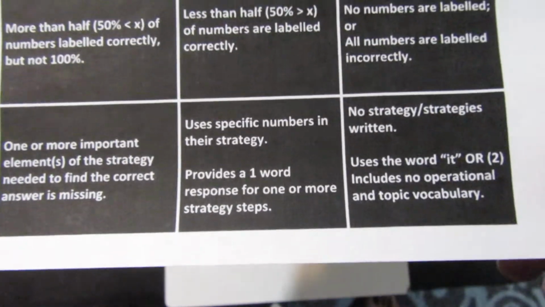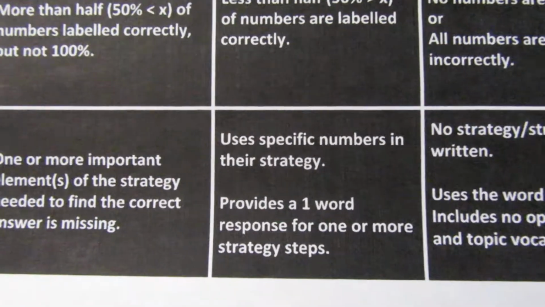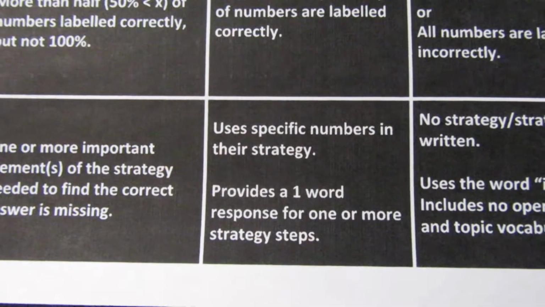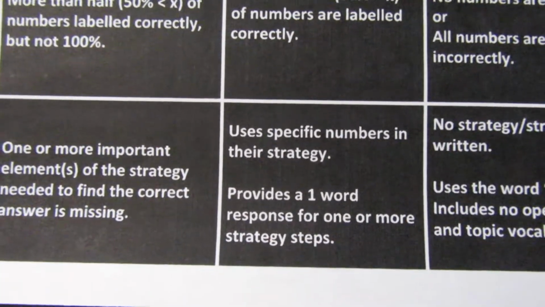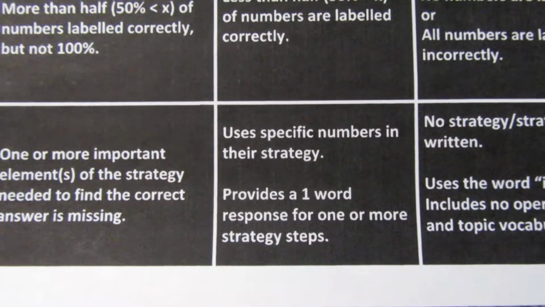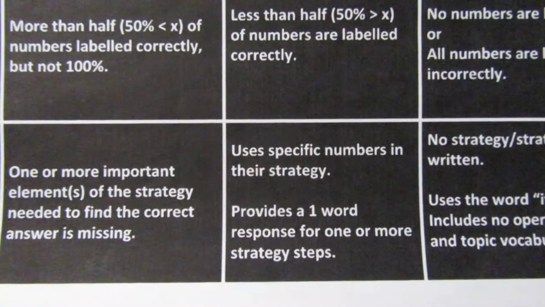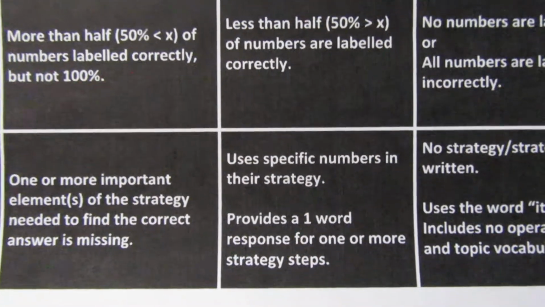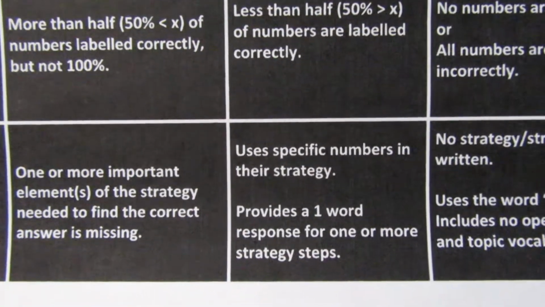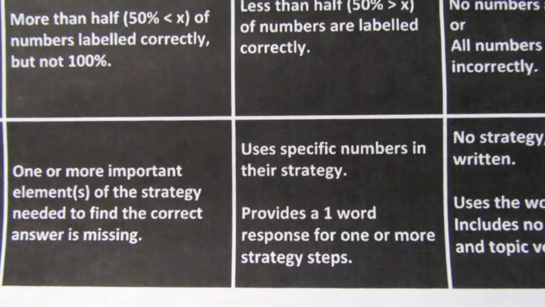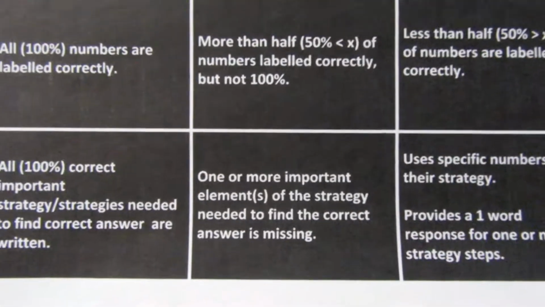All right, and it says provided one-word response for one or more of the strategy steps. Let's say you have a strategy step about dividing. You put reciprocal, multiply, simplify, as opposed to apply the reciprocal strategy, multiply the numerator with the numerator, or multiply all the numbers in the numerator together and multiply the numbers in the denominator together, and then simplify your quotient. So that would be something, if possible, that's not one word, and it allows you to get those points. Let's go over to junior expert.